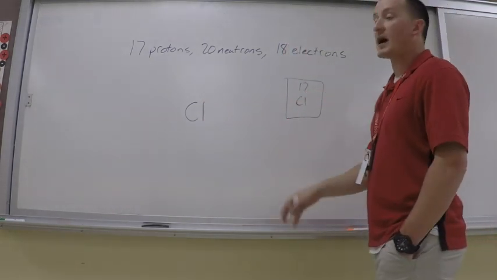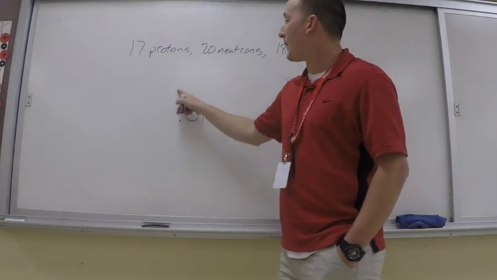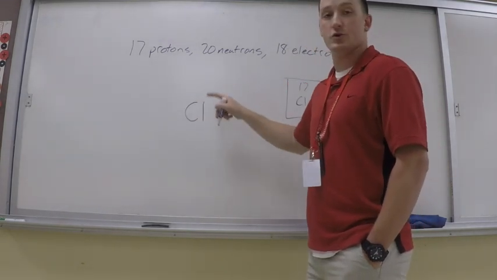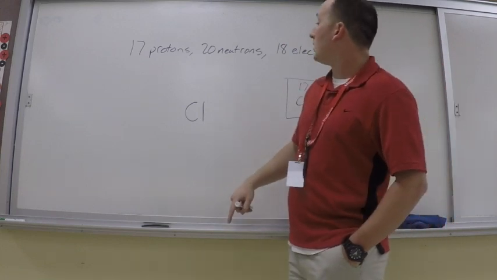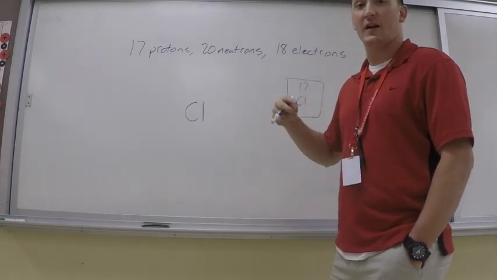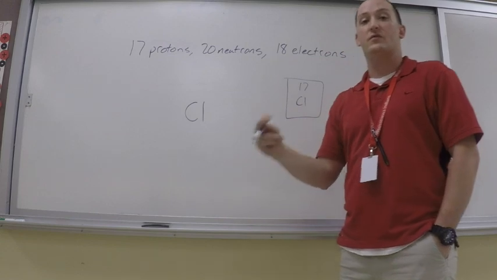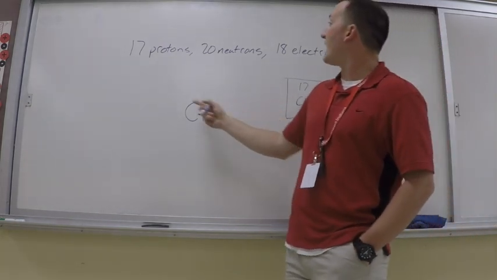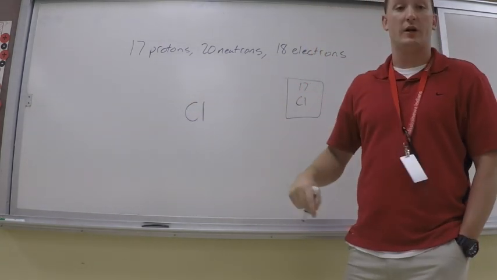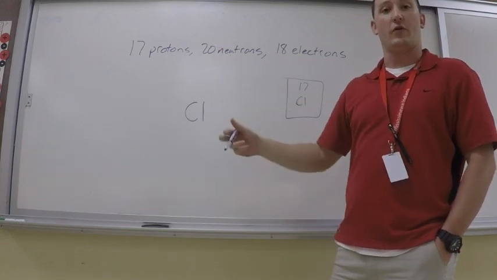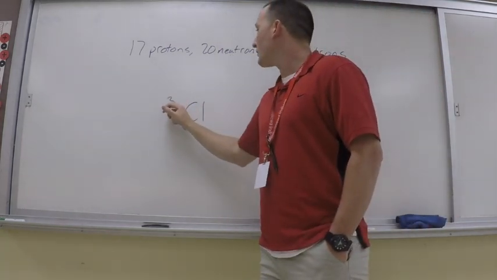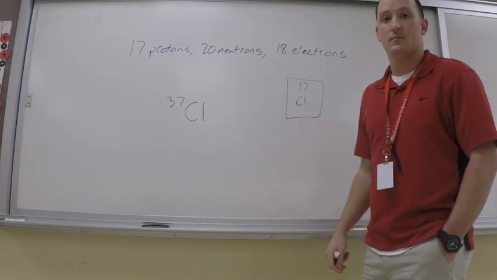Okay, next thing I do is, again, I need to determine the mass number and I need to determine the charge. Okay, so, well, remember mass number is defined as protons plus neutrons. So it says I have 17 protons and 20 neutrons. Well, if I add those two together, 17 plus 20, that's 37. So that means I'm going to put 37 here.